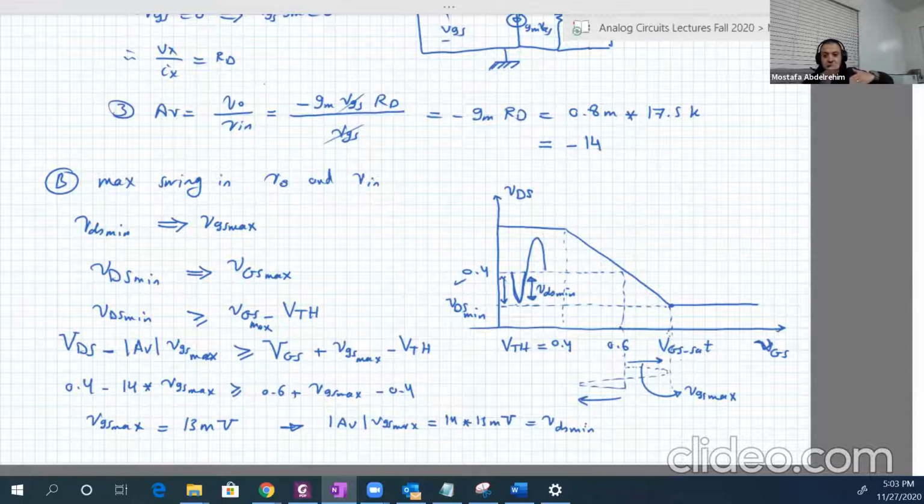And of course, the minimum will be like the max, it's a symmetrical signal. So the peak to peak input is 13 millivolt multiplied by 2, which is 26 millivolt. And the peak to peak output will be 14 multiplied by 13 millivolt multiplied by 2 as well. Okay, so this was the first example.